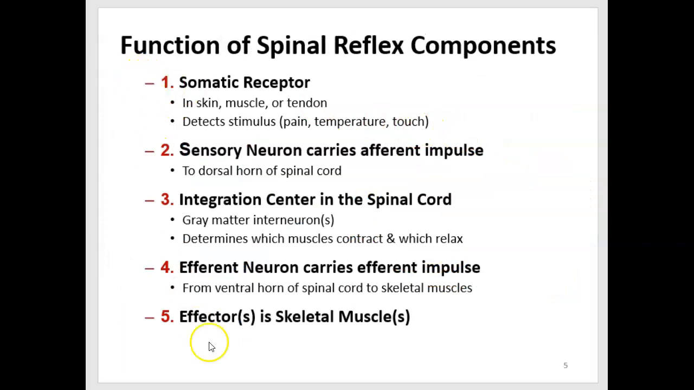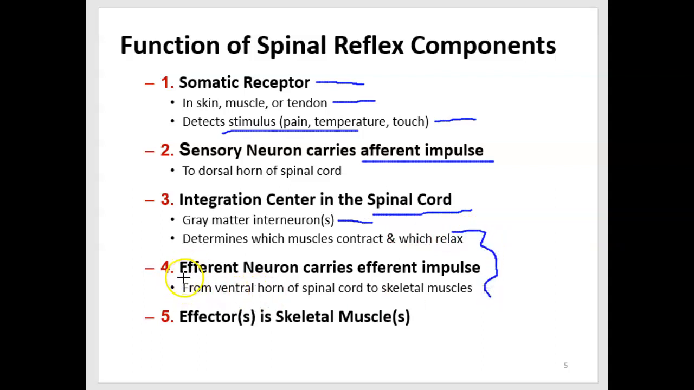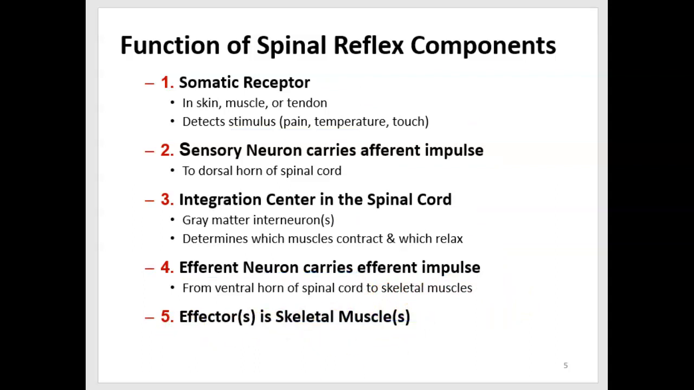So this slide lists those 5 different components, and also in written words describes exactly what each component does. So what's a somatic receptor? It's something that detects stimuli in the skin, muscle, or a tendon. A sensory neuron carries afferent information to the spinal cord. The integration center is the spinal cord, and with the help of interneuron connections, we'll send a signal to motor neurons. So a motor neuron is an efferent neuron that carries the impulse to a skeletal muscle. And then finally we have the effector, which is the skeletal muscle.